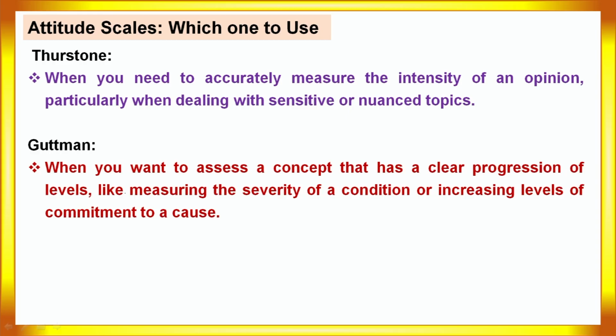The Guttman scale is used when you want to assess a concept that has a clear progression of levels, like measuring the severity of a condition or increasing levels of commitment to a cause, like the suicide rate. In this type of study, the Guttman scale is much more useful, but you have to keep in mind that the development complexity is much higher for the cumulative scale and decreases towards the Likert scaling. Also, the Likert scale generally results in higher variation in the data set.